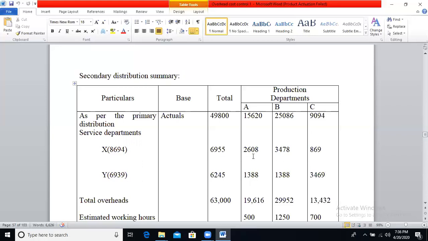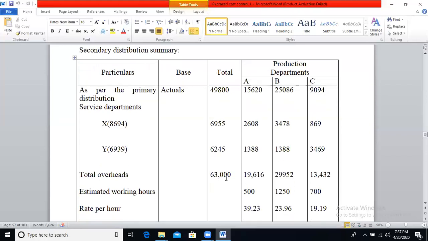So now calculate the total. 15,620 plus 25,086 plus 9,094, you will get a total of 49,800. Then 2,608 plus 3,478 plus 869, you will get 6,955. And 1,388 plus 1,388 plus 3,469, we will get a total of 6,245. And now, the vertical total of the total column, 49,800, 6,955, 6,245, you will get a total value of 63,000.